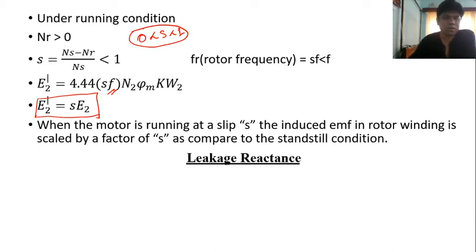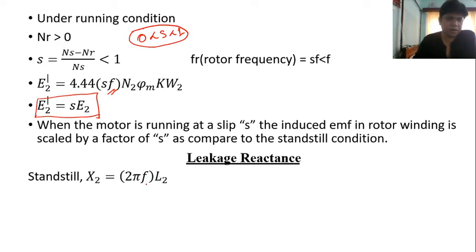Now let us talk about the leakage reactance. We already know the expression of the leakage reactance, but here we are talking about the rotor side of an induction motor. Here the leakage reactance is represented by X2 at standstill. The expression of the leakage reactance in any AC machine is equal to 2 pi f into L2.